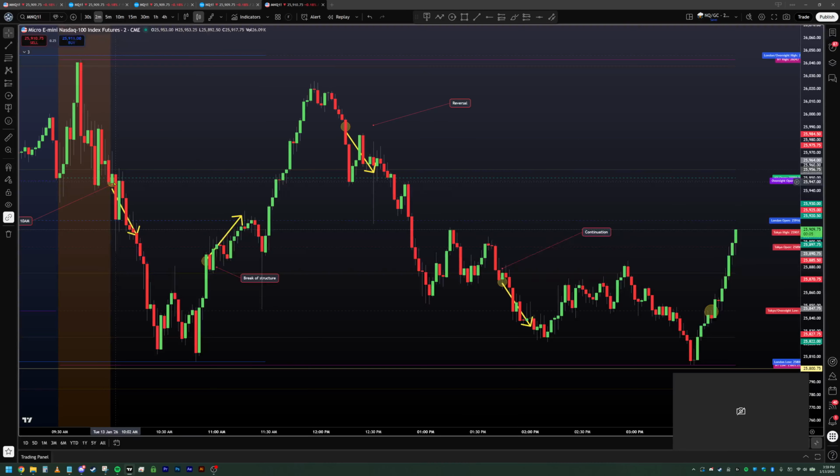You have a very clean break of structure here, a very clean break of structure here, a very clean reversal here, a very clean continuation here, and a very clean reversal here. What you do have is significantly more noise, right? Look at the size of these candles, the size of these wicks, and you could easily overanalyze. You could easily get yourself into trouble by just thinking, oh man, there's too much going on.